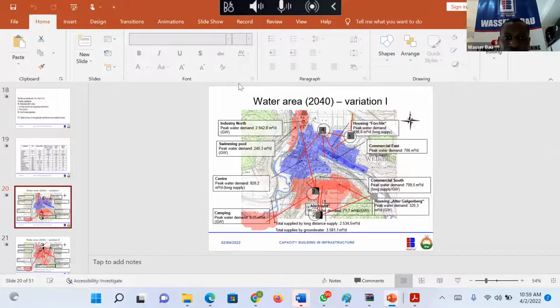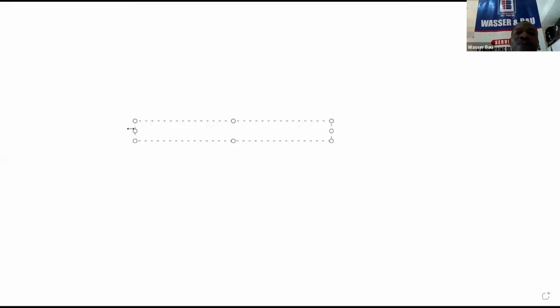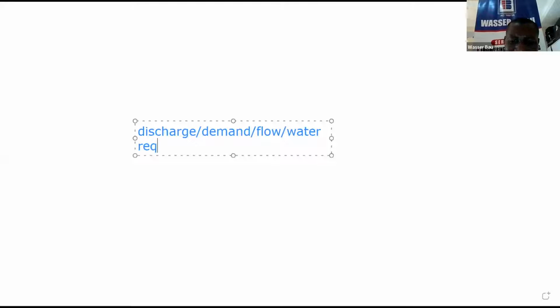now. Let me do it now. To design any pipe for a water reticulation, you just need 3 parameters. You need the discharge. The discharge can also be called the demand, water demand. It can also be called the flow. It can also be called the water requirement, whatever. You can use any of these words interchangeably. They all mean the same thing, right? And that is called Q.